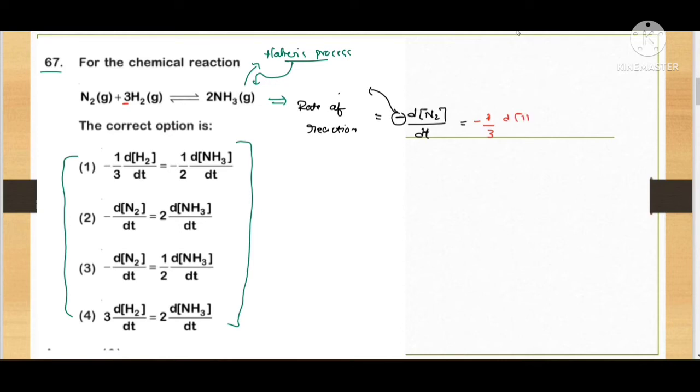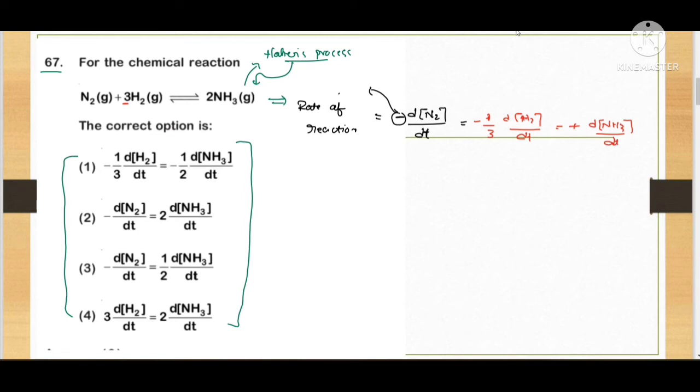d of concentration of hydrogen by dt. Change in concentration of hydrogen with respect to time. This will equal the positive sign. Why? Because a product is produced, there is no consumption. That's why d of ammonia by dt.